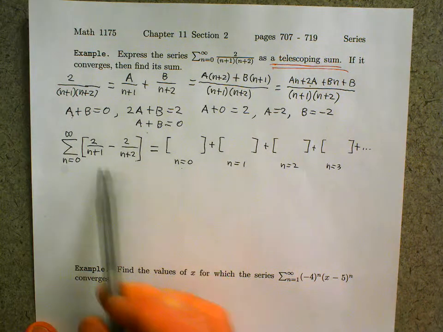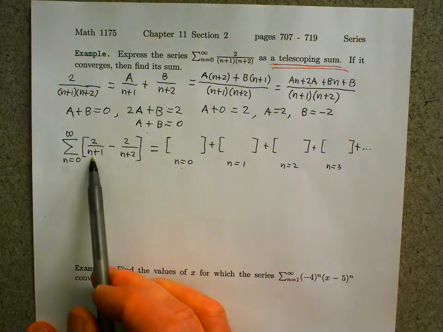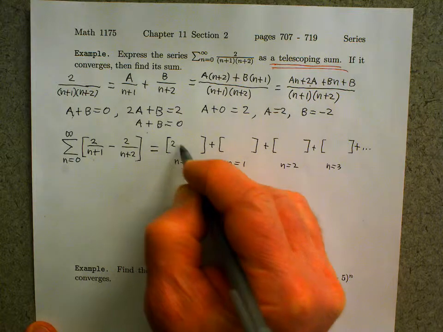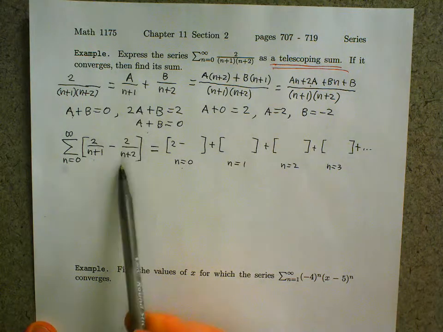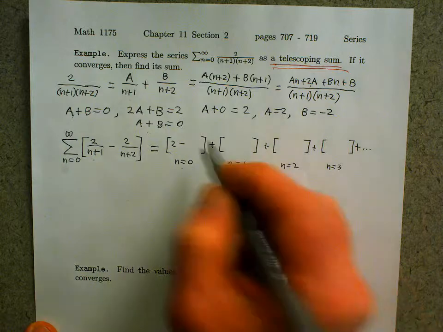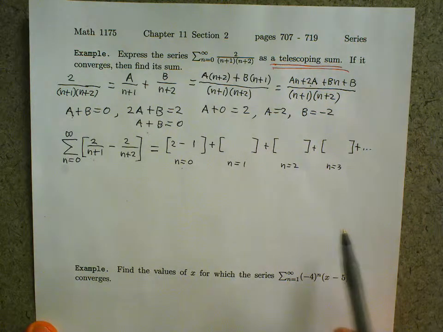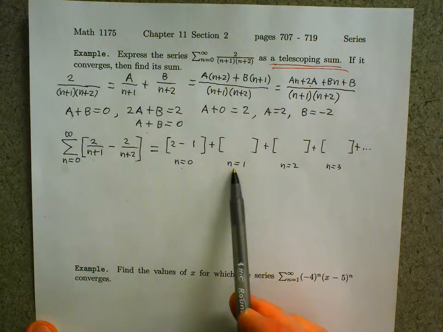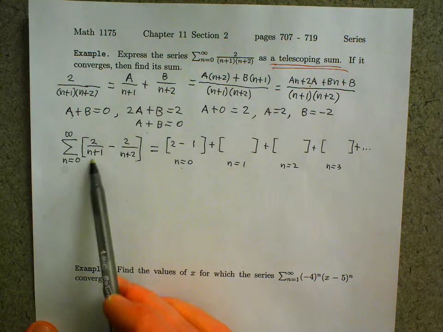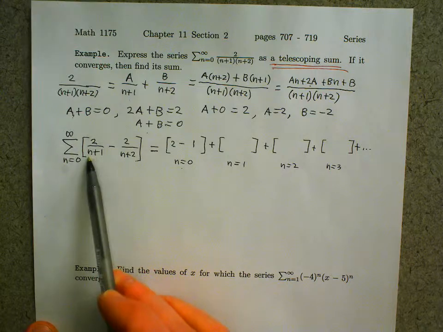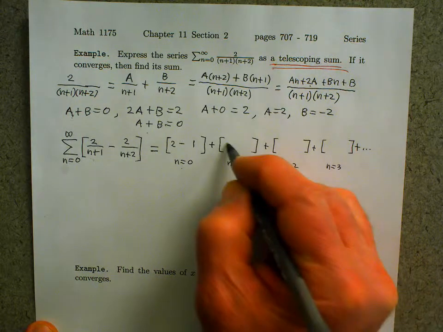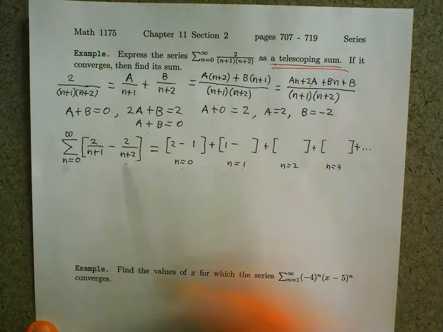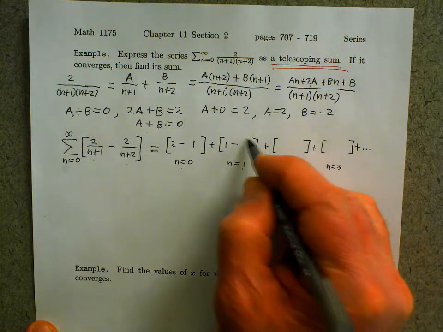Okay, so the first term in the series, when n is 0, we get 2 over 1, or just 2. And then minus 2 over 0 plus 2 is 2 minus 1. Okay, the next term in the series that is added occurs when n is 1. So when n is 1, 2 over 1 plus 1 is 2 over 2, or 1. And then we subtract 2 over 1 plus 2 is 2/3.